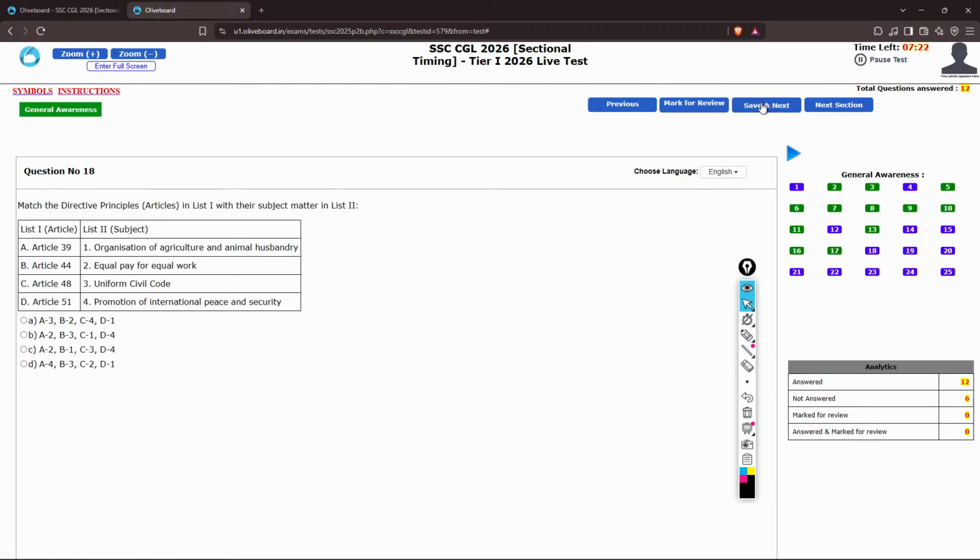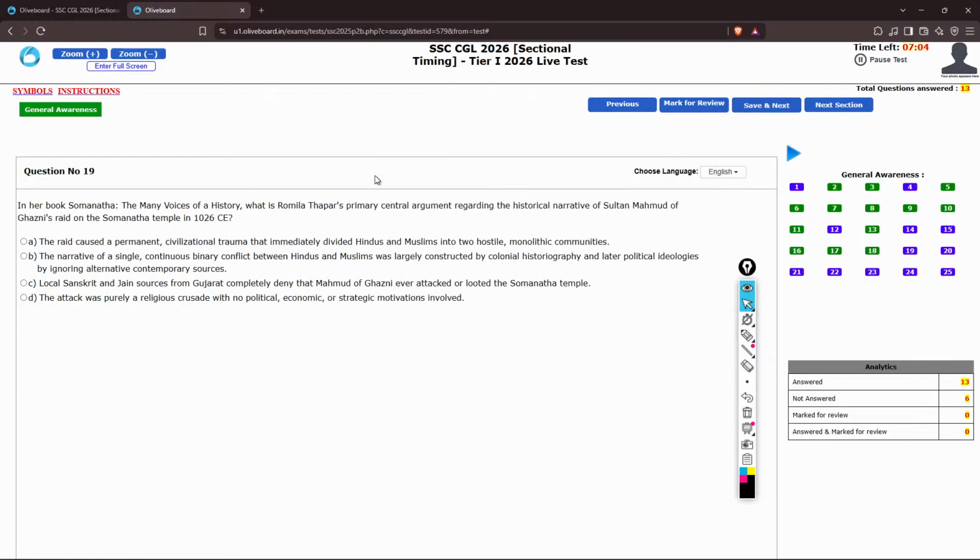Okay, Article 44, Uniform Civil Code. So B with three, two options I got. So the fifth one is harmony. So D4, D4. Equal pay for equal work is 39, and the other one is... in her book, Somnath. Okay, Romila Thapar.